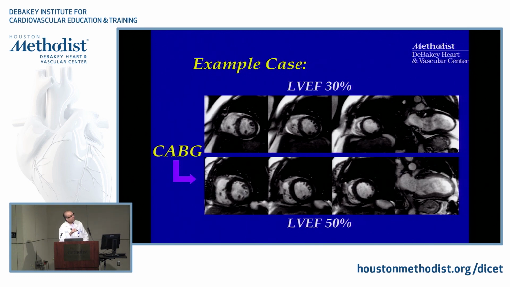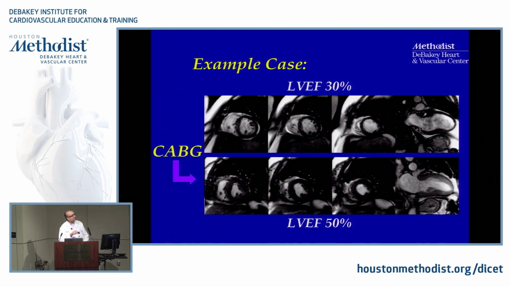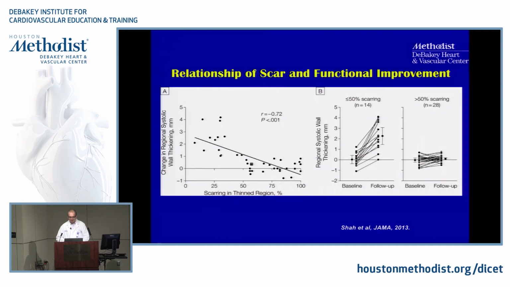And if you look at that anterior wall that was akinetic before, now you can see it's actually started to improve contractility. And if you look at the EF, it went from 30% previously to 50% after revascularization. And again, this is despite the fact that you had significant wall thinning, with a wall thickness of only about 4.5 millimeters.